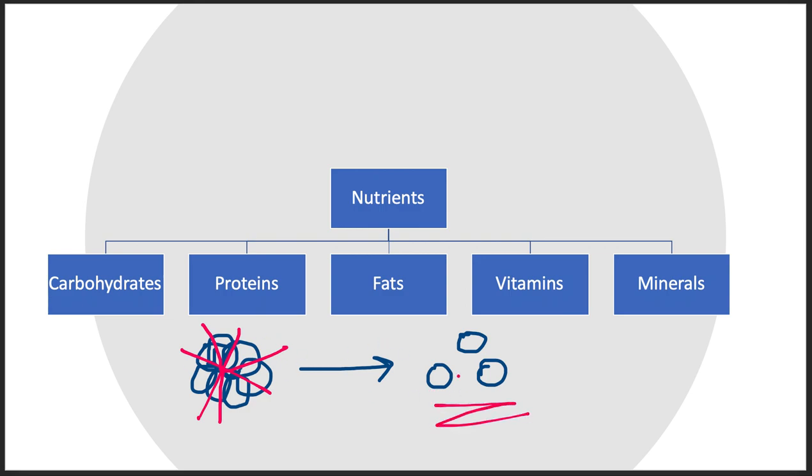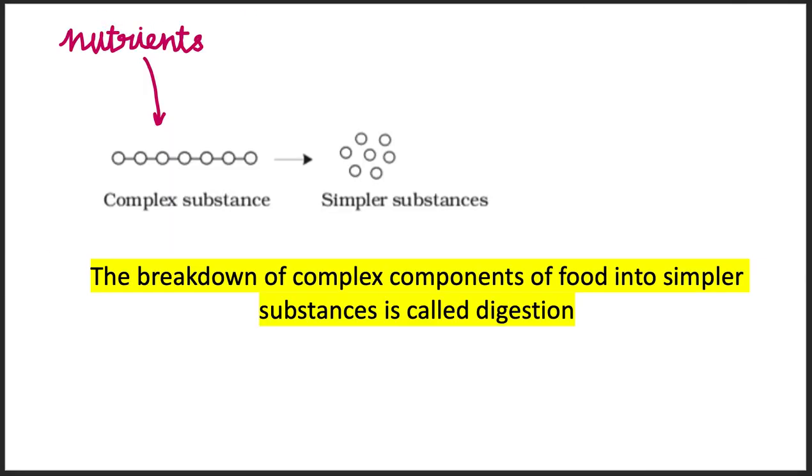So if these cannot be broken down, then our body cannot use them, so the nutrition is of no use. So now how does our body do this? This is by a process called digestion, and this is what we're going to mainly study in this chapter. As I told you, here we have nutrients, which are complex substances. Complex means it's made up of many things, so that needs to be broken down into simpler substances. So here we have the definition: the breakdown of complex components of food into simpler substances is called digestion.